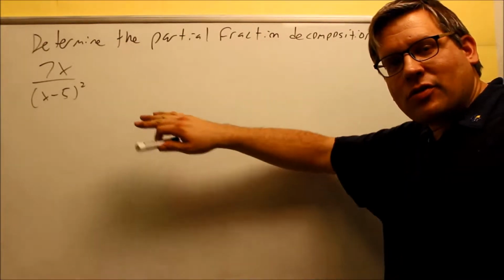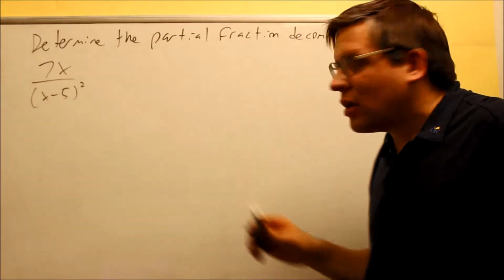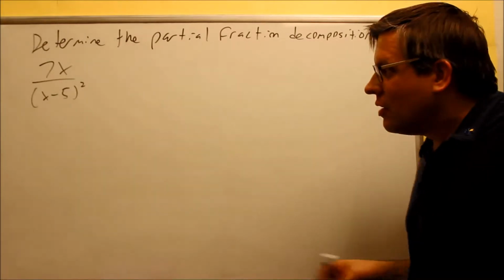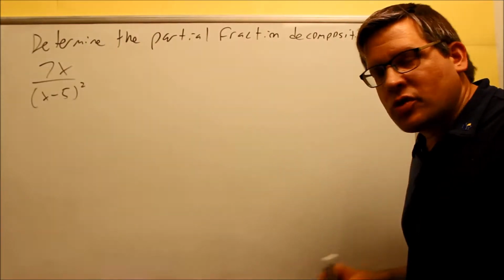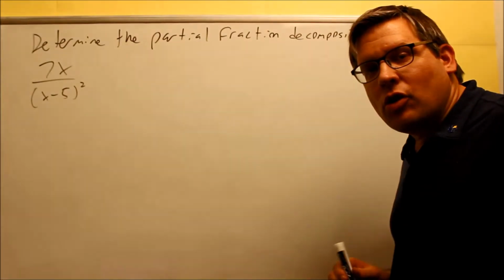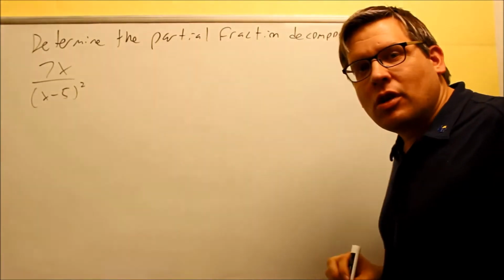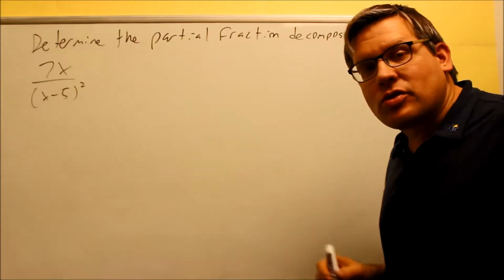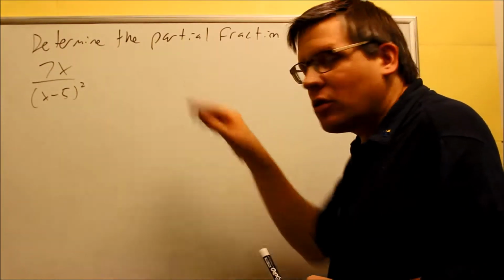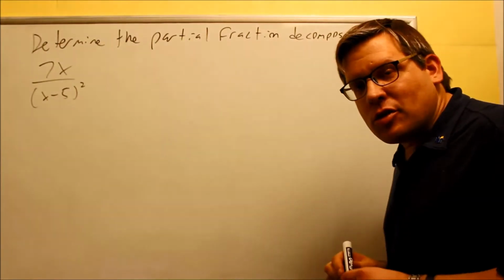Alright, now we got one that's factored for us already. We have x minus 5 squared on the bottom. If I look through my different rules, this is going to be an example now of rule number 2. Rule number 2 is where you have a linear factor raised to a power of n. So let's go ahead and write the setup for this one, and then we'll get our common denominators.